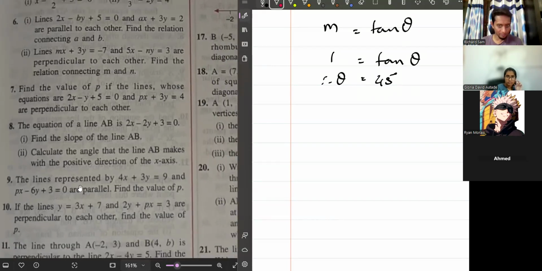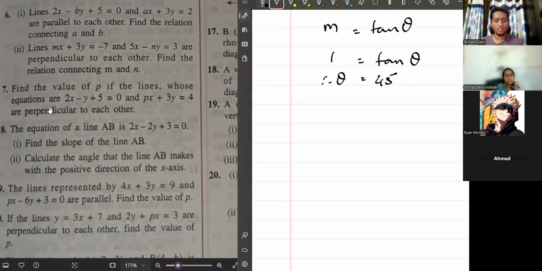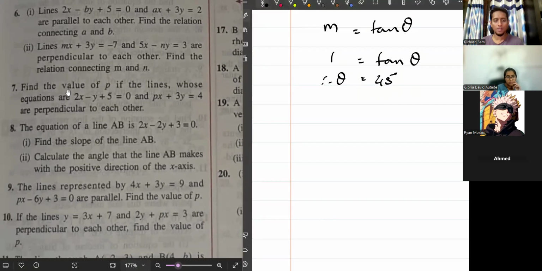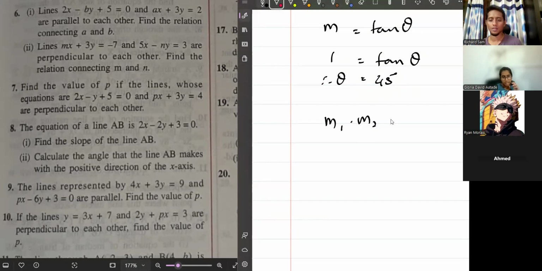So how to do the 7th question in your book? The 7th one? See the 7th one. Find the value of P if the lines whose equations are this and this are perpendicular to each other. When lines are perpendicular, what do we know? M1 into M2 is -1. Yeah, we know the relationship between their slopes. So what do we do now? Find the slopes of both.